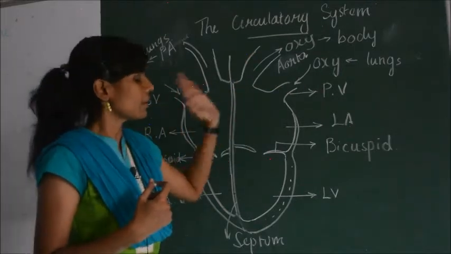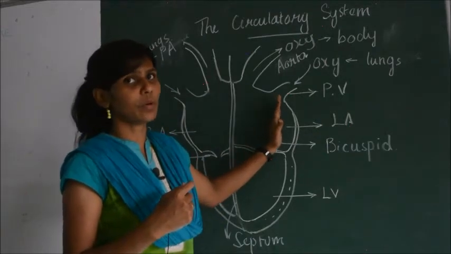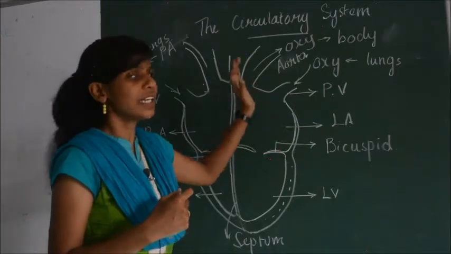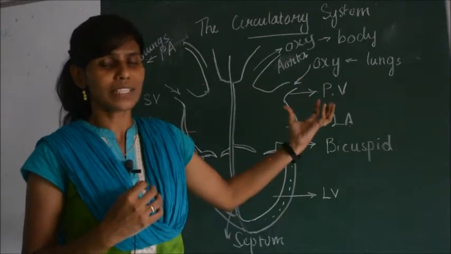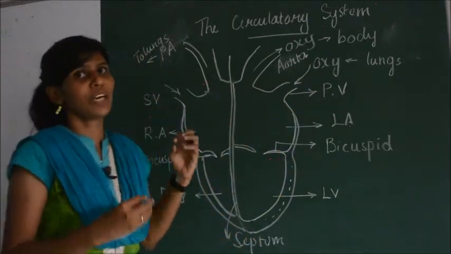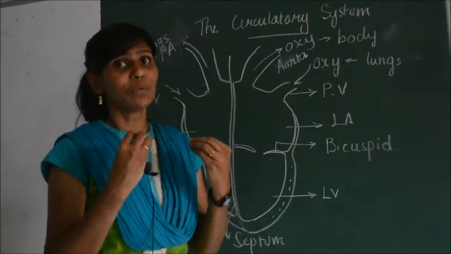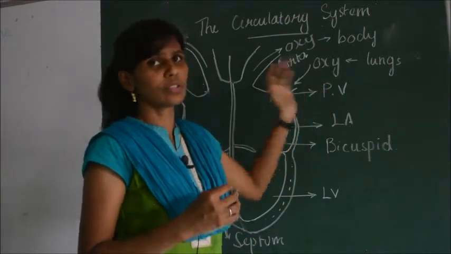Okay. So the first point you should remember is, always on this side, what is this side called? It is the left side, right? The left side always carries oxygenated blood, and the right side always carries deoxygenated blood. What is oxygenated blood? Blood which is rich in oxygen is oxygenated blood, right?